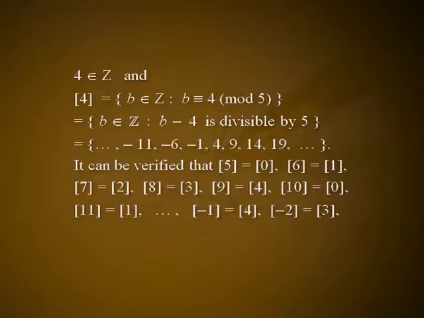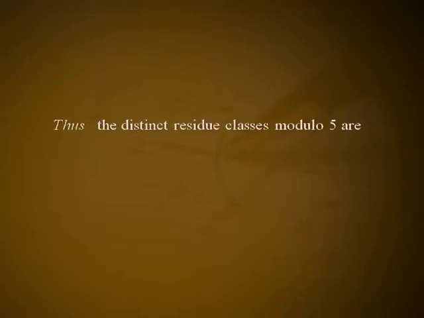Class -1 is equal to class 4, class -2 is equal to class 3, class -3 is equal to class 2, class -4 is equal to class 1, class -5 is equal to class 0. Thus, the distinct residue classes modulo 5 are class 0, class 1, class 2, class 3 and class 4.